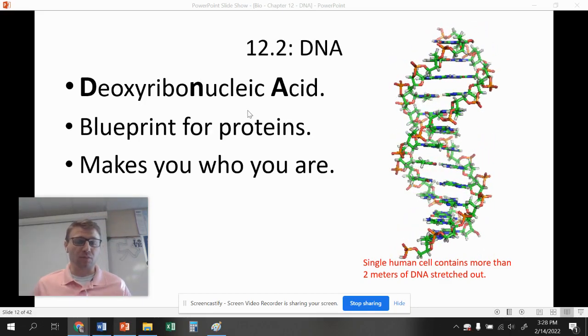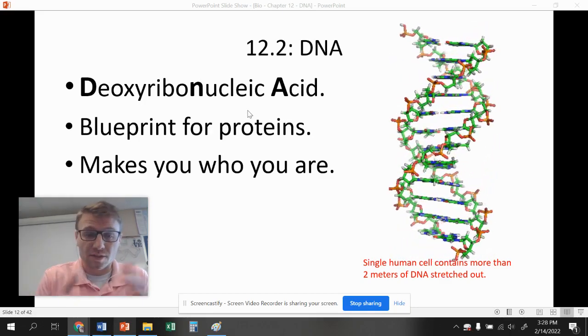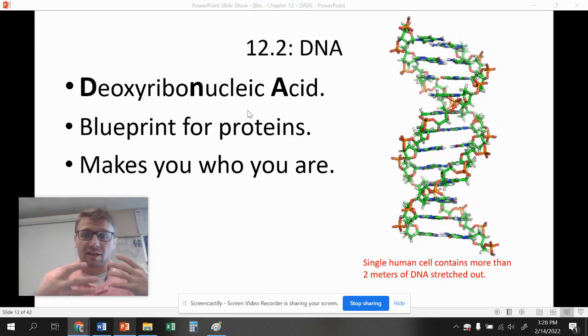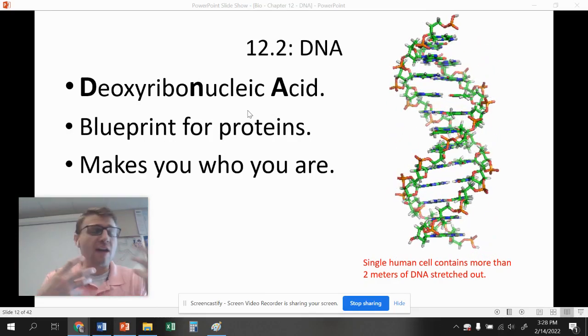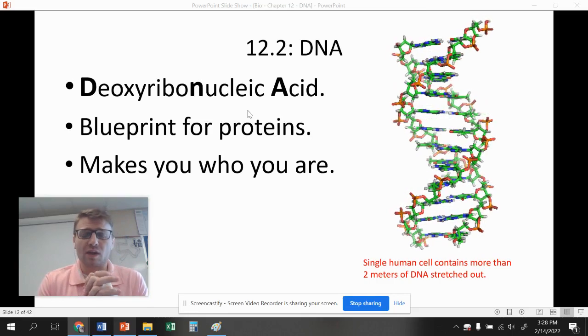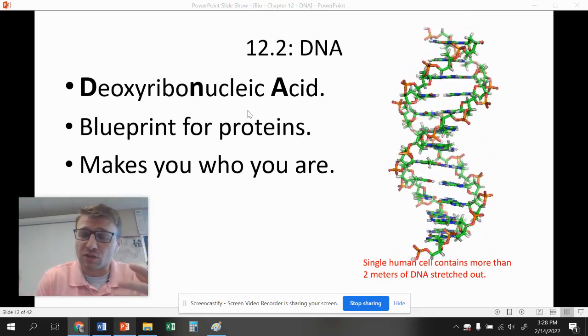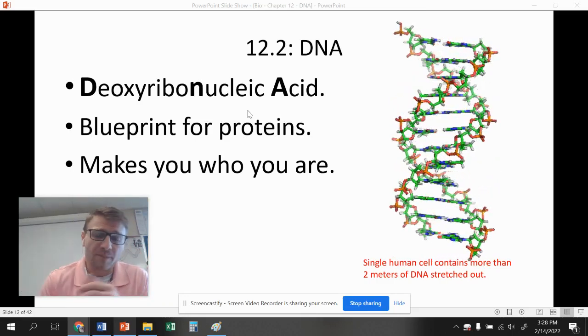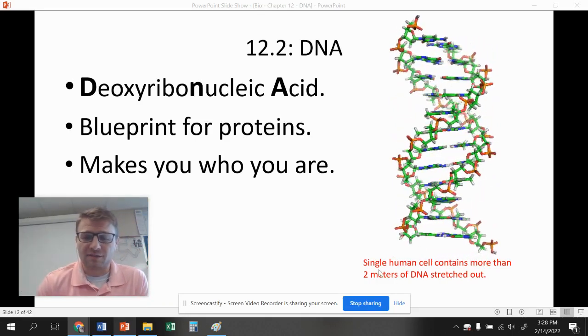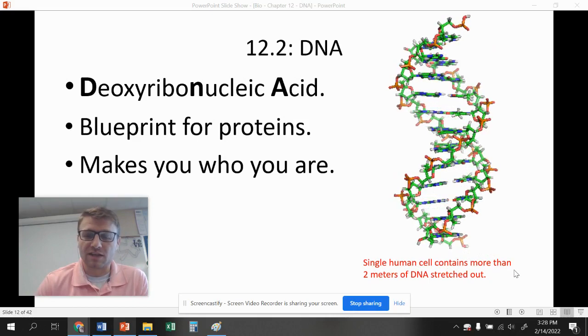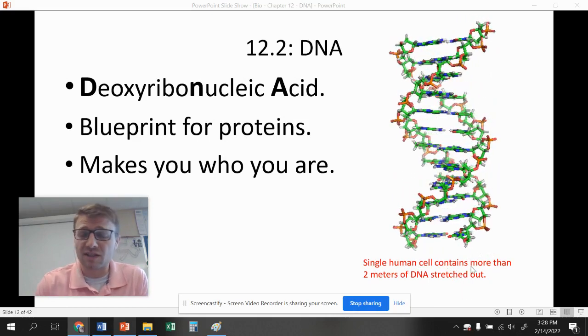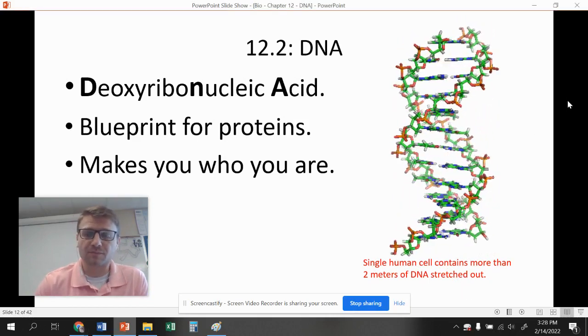And DNA is the blueprint for your proteins, the blueprint for what makes you you. I always say this is who you are. This is your genes. Now, not everything is going to be in your genes. Things like personality and sometimes how tall you grow can be environmental as well, but this makes you who you are. And I love this stat here: a single human cell contains more than 2 meters or 6 feet of DNA stretched out.